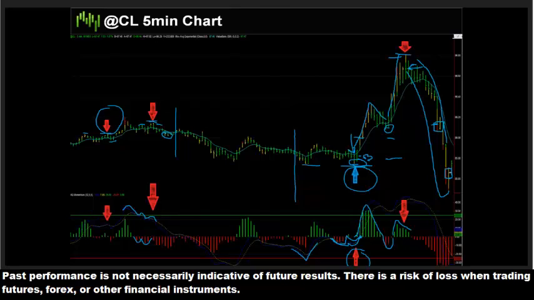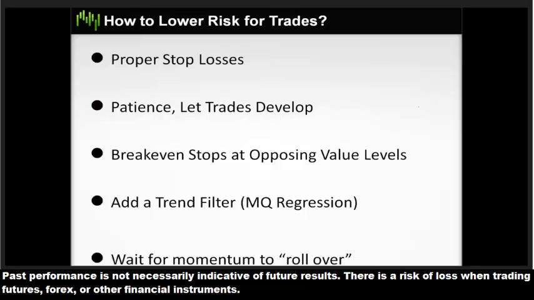Now, how can we lower our risk on these trades? First and foremost, same rule as number one before, proper stop losses. Make sure you automatically have a stop loss placed. Make sure that you are paying attention. You don't want to get pulled away from your screen if you're scalping off a 1 or 2 minute chart, because you'll miss your opportunity to take profits or move your stop to break even. And again, what would have once been a profitable trade ends up being a losing trade.